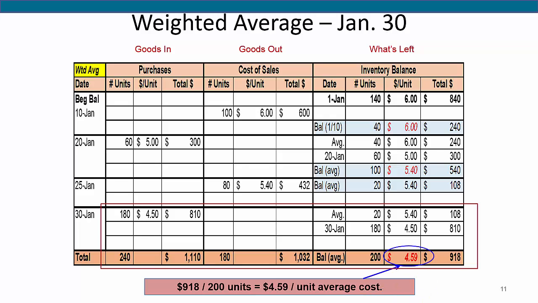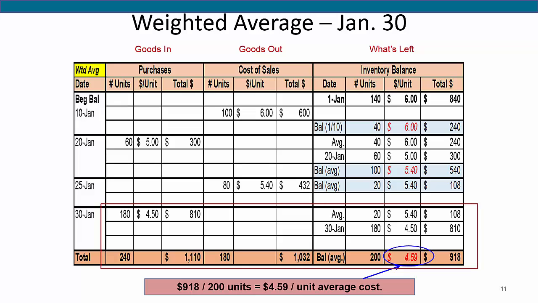Now finally, on January 30th, 180 more units were purchased at a cost of $4.50 each, or $810 in total. This purchase is averaged with the inventory previously on hand at January 25th. Now we have 200 units with a new average cost per unit of $4.59. Notice that Laker's weighted average cost of goods sold reported on its income statement is $1,032, and its ending inventory reported on the balance sheet is $918.